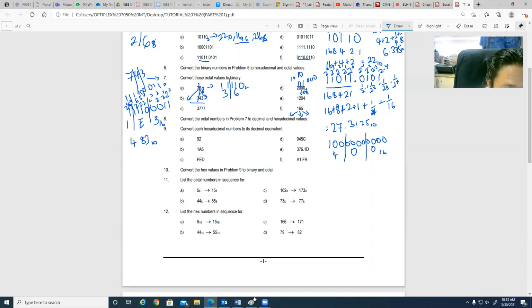For decimal, so this is 0, 1, 1, 2, 3, 4, 5, 6, 7, 8, 9, 10. It means 2 power of 10. 2 power of 10 equals 1024. Okay. Alright, so in decimal, this is some example.